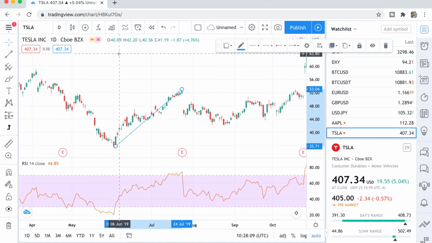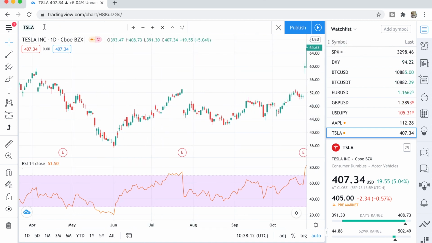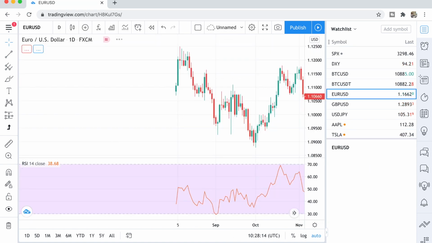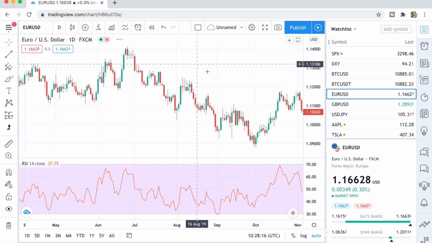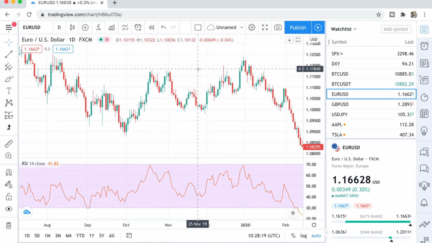I'll look at another market. Let's look at a Forex market. So Euro US dollar, which is a currency pair that everyone knows and is widely traded.